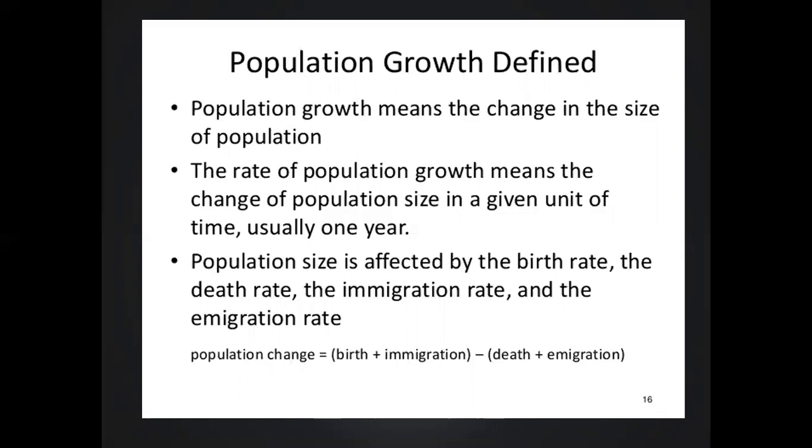Population size is affected by the birth rate, the death rate, the immigration, and the emigration. So population change equals birth plus immigration minus death minus emigration.